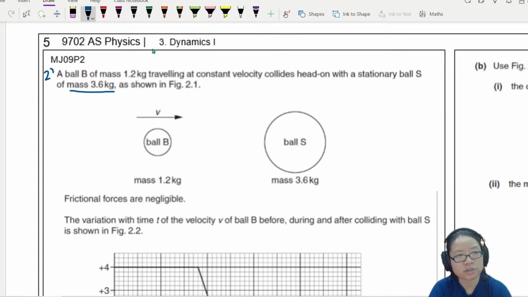If you're looking for this, it is question 2, May/June 2009, paper 2, question 2. So ball S is stationary, and ball B is traveling with the velocity v. Frictional forces are negligible. Very good. I probably need to apply some conservation of momentum, but let's carry on with the question.